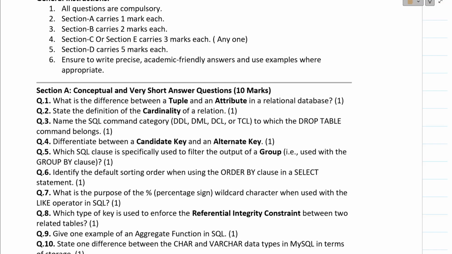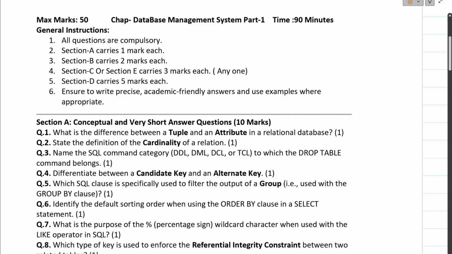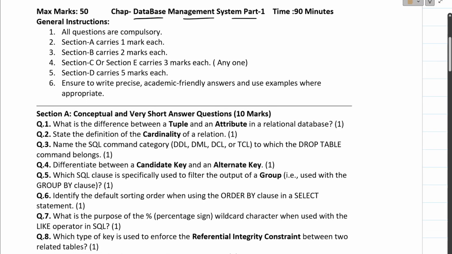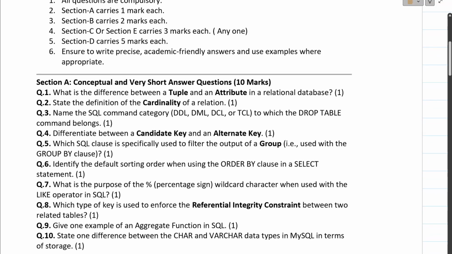So today in this particular video, I have created a question paper based on the chapter, as you can see, database management system. We'll be solving entire questions which are frequently asked by the examiner from the chapter database management system. So let's start solving together. You need to sit with your notebook and pen to solve each question and then match your answers with my answer. So what do we mean by tuple?